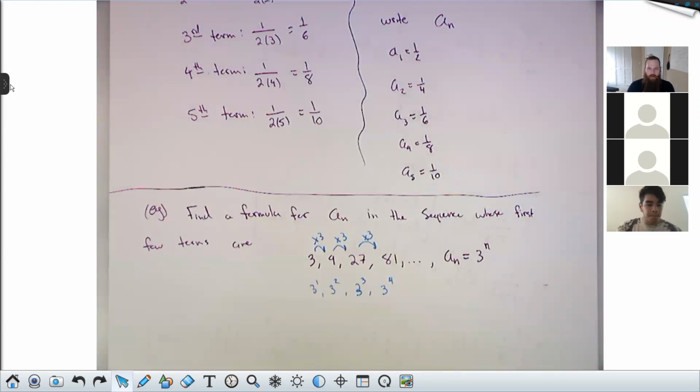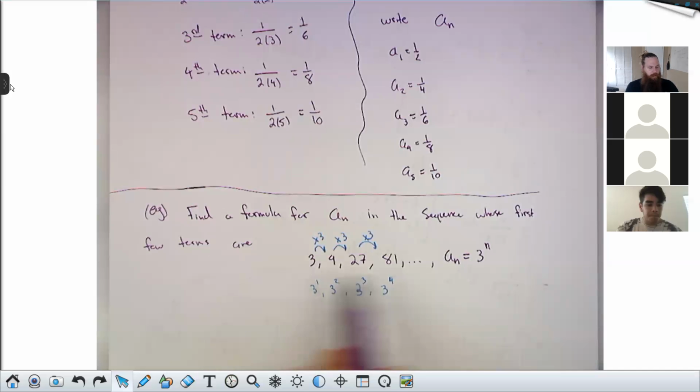These have a special name in the setting of sequences. They're called geometric sequences. And I'll show you why that's the case, and we'll talk more about geometric sequences in a little bit. Oh, there's one other thing I want to do. Yeah, before we do that, I want to look at one other little thing here.